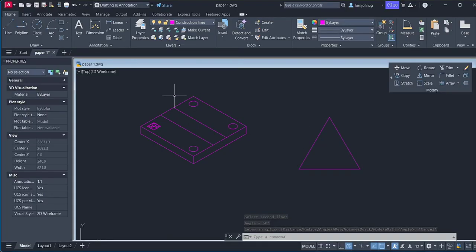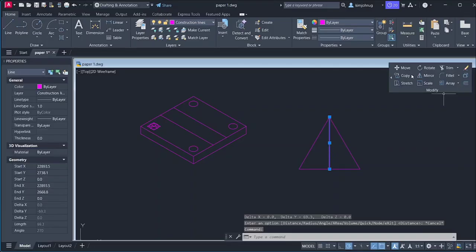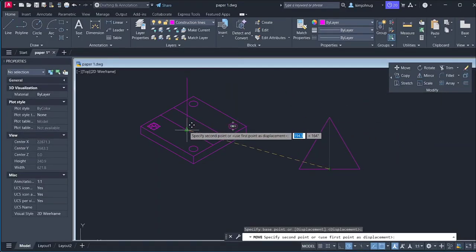So they meet. I don't know how to draw that 60, but what I can do is draw this line from the center to guide me. So I want to measure the length of this line. It is 69. So I can just move this line from here and place it here.